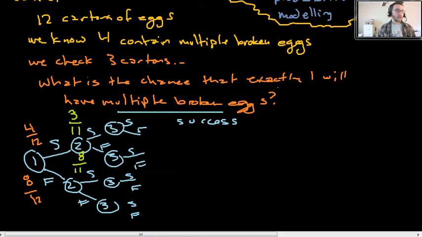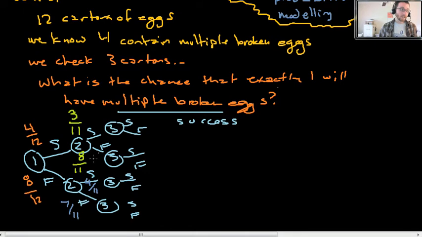In the alternate reality where we didn't find multiple breaks in the first one, well, our probability of success here is still 4 out of, but now the denominator has changed. It's now 4 out of 11. And here, the probability of failing, well, now there's only 7 left that don't contain multiple breaks, so it's 7 out of 11. And so you can see that in every case, our probabilities have changed.